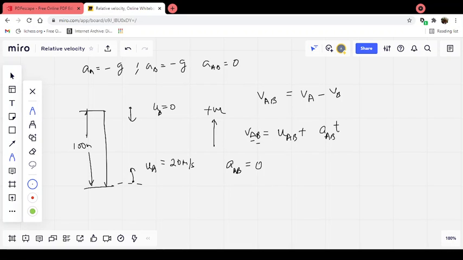Since they are projected in air on the same earth, the acceleration due to gravity would be the same, and since their accelerations would be the same, the relative acceleration would be 0. So these equations become very simple. Since the relative acceleration is 0, the factor of time simply cancels out, which means that no matter at what time you observe, the initial velocity of ball A with respect to B won't change at all, which is a pretty incredible result.